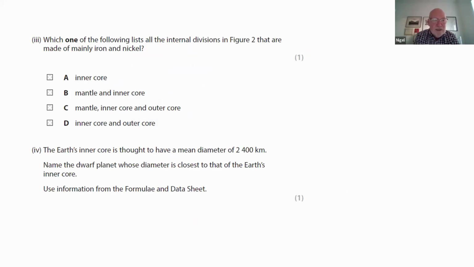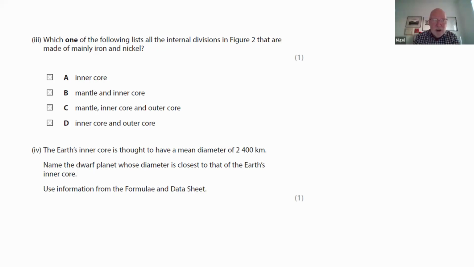Which one of the following is made of iron and nickel? Which one of the following lists all the internal divisions that are made of iron and nickel? We've not got to go into too much detail here, that the mantle actually merges with the outer core. We've got to think of 4 distinct layers here. The mantle is not solid, Sean. Good try, but you're all right with the inner core. The inner core is solid.